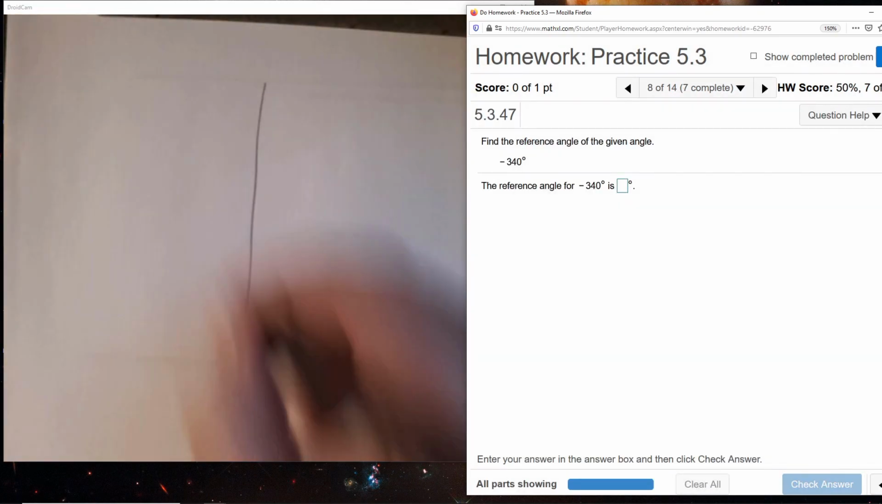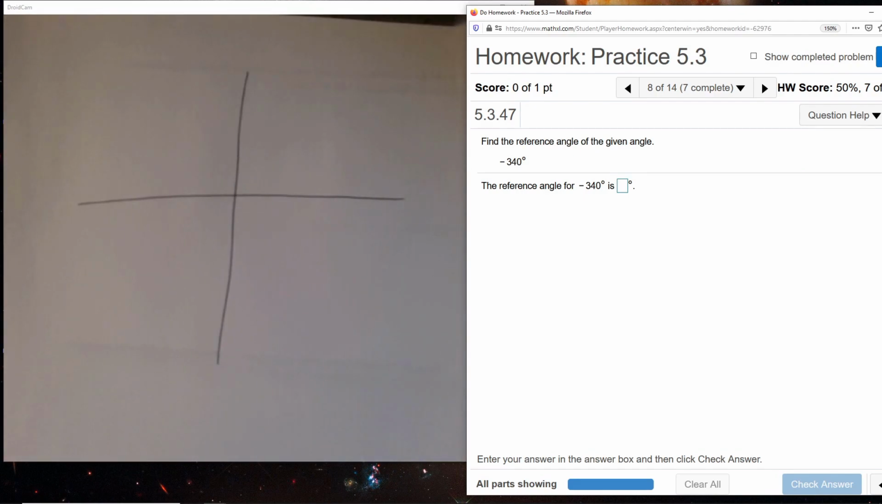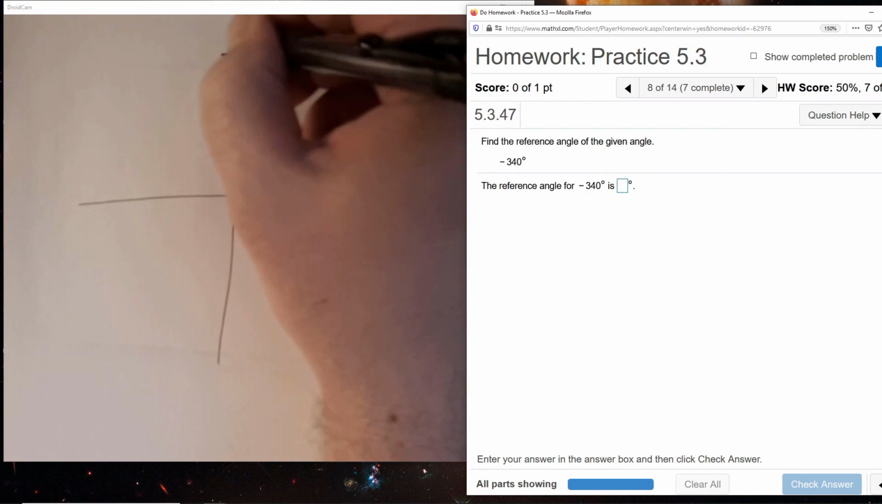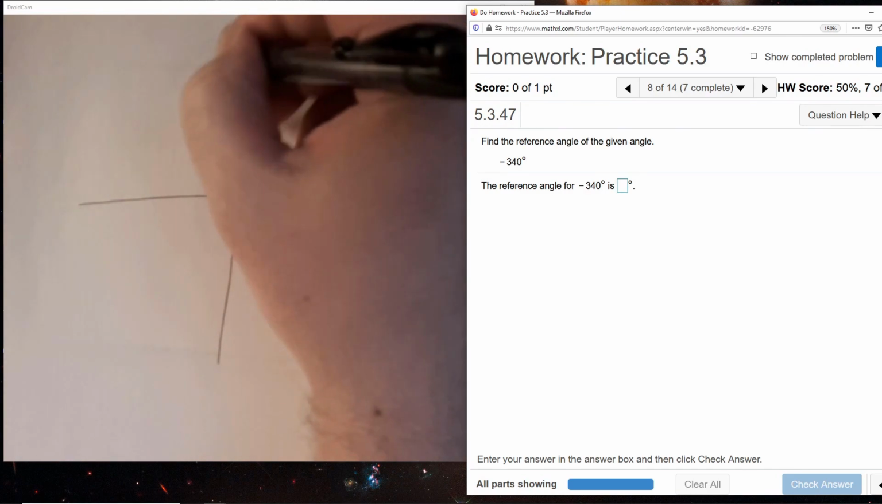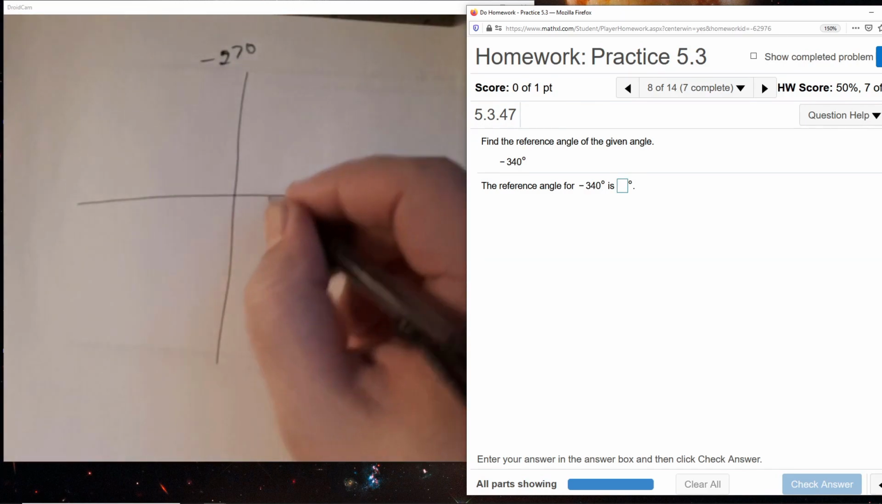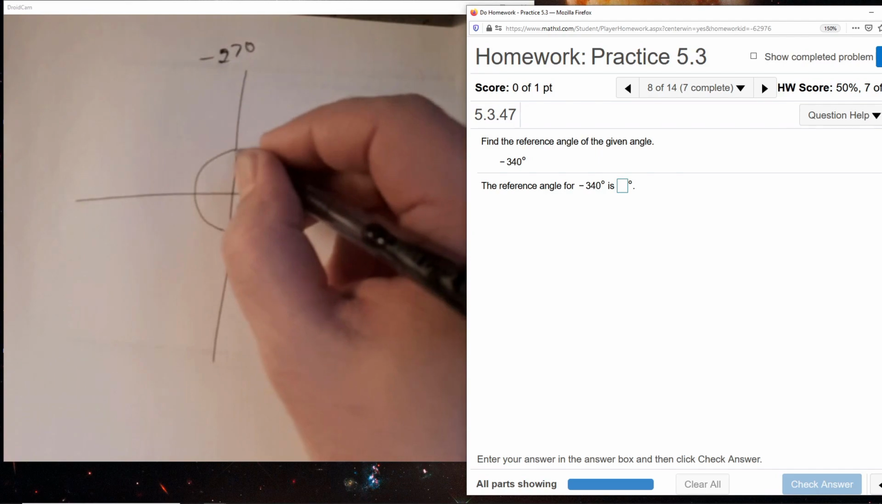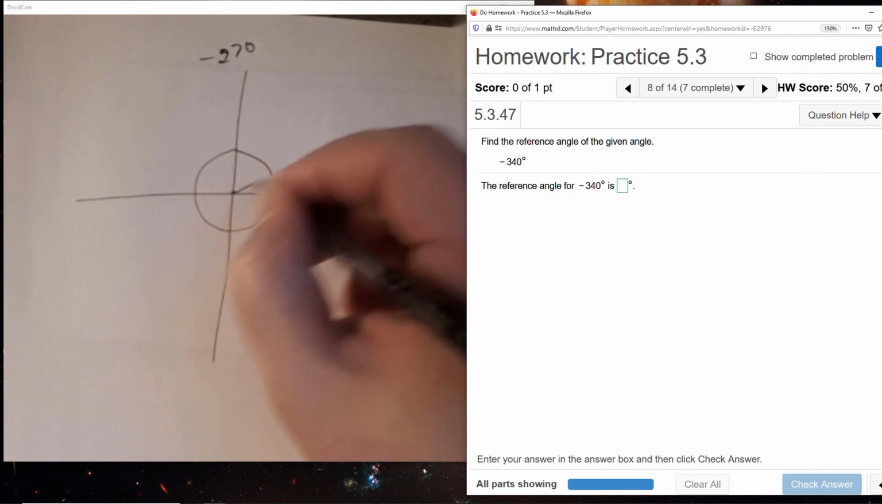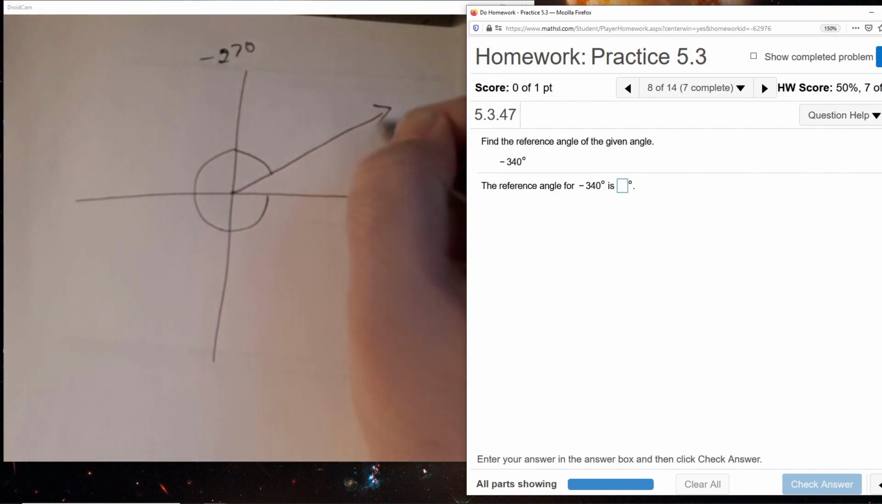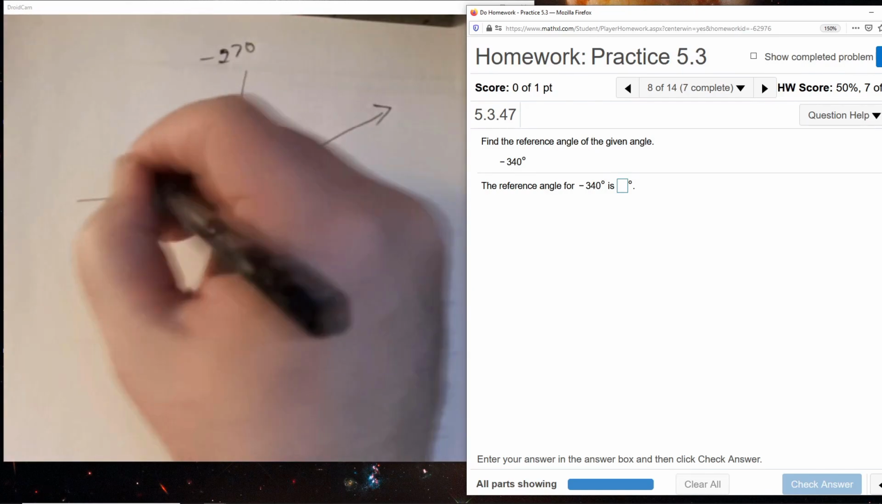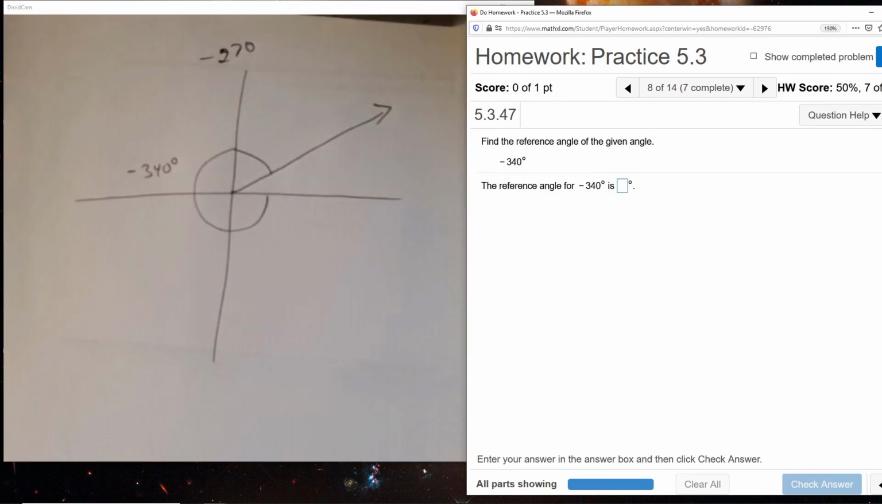So we'll start with our coordinate system. Minus 340. So here is minus 270. So we need to go another 70 degrees to get to our terminal. And there is minus 340 degrees.